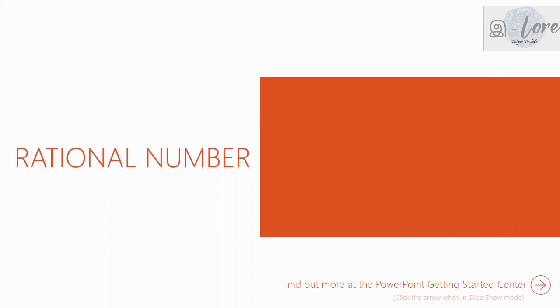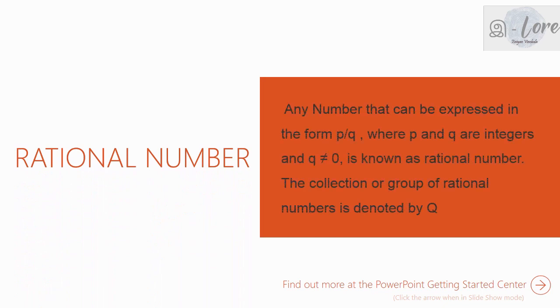Now I will do a small recall of rational numbers. So what is a rational number? Any number that can be expressed in the form p by q, where p and q are integers and q is not equal to 0, is known as a rational number. The collection of rational numbers is denoted by Q. I hope you all know that. Just recall the properties of rational numbers, a short note.